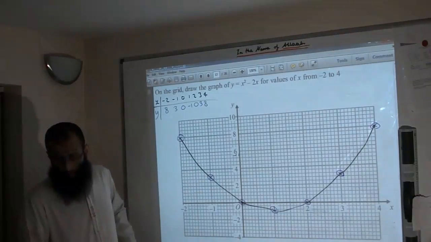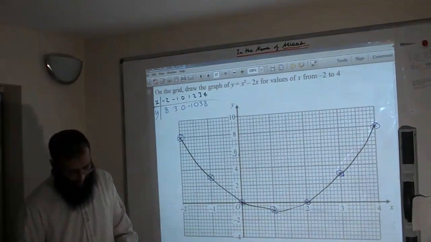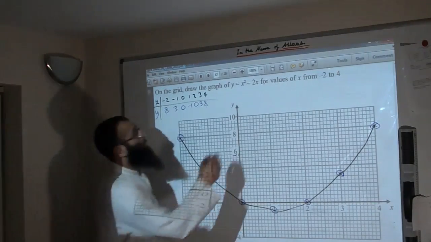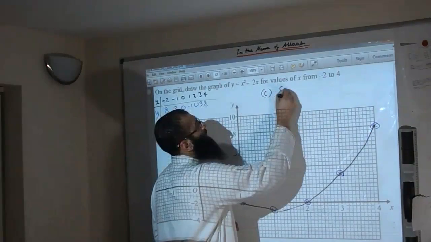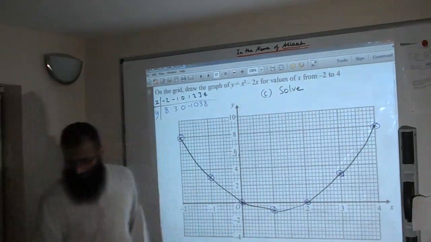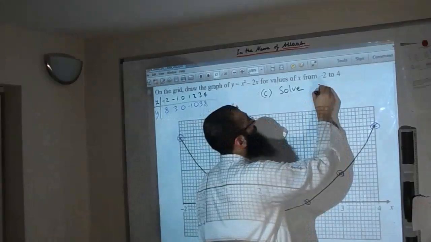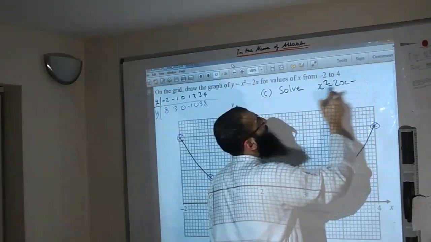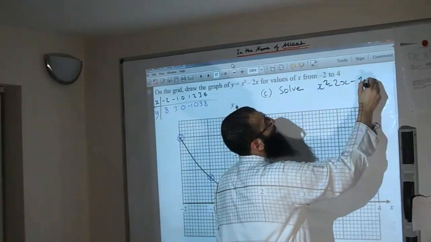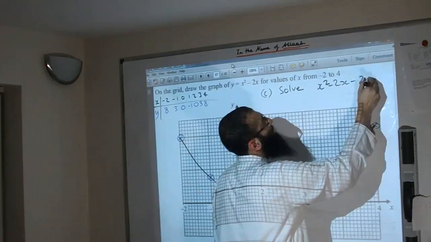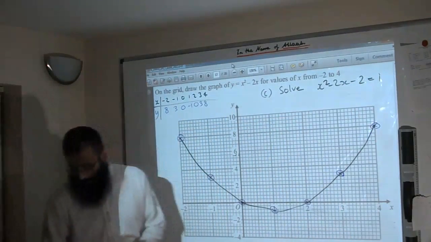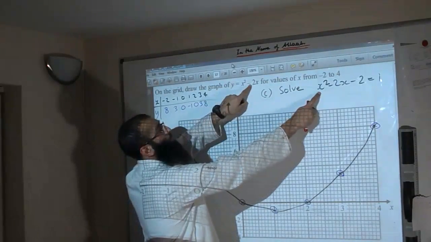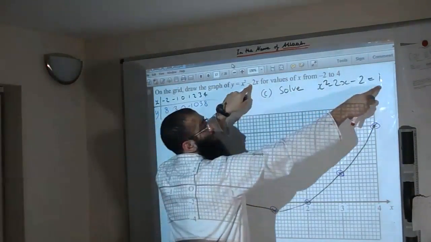Okay, now, without moving the graph, the next part says solve. Here's the graph exactly this way, don't move it, I'll write on the board. Question C says solve x squared minus 2x minus 2 equals 1. Now, there's our original graph, y equals x squared minus 2x minus 2. What's the difference here? Equals 1.